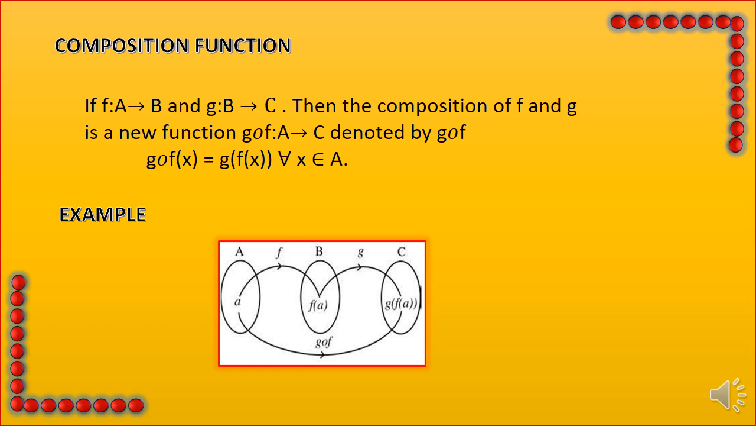Example, the first set is A, the second set is B and the third set is C. The mapping of A to B is f. The mapping of B to C is g. The mapping of A to C is g composition f.